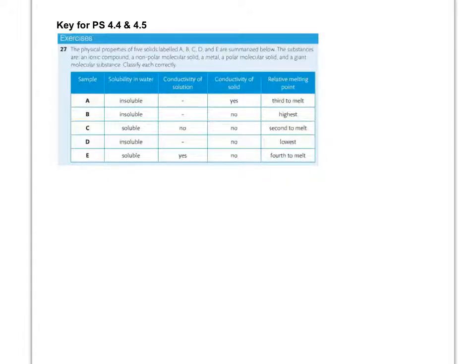Welcome. In this video, I'm going to go over solutions to the problem set from 4.4 and 4.5. Number 27 gives you 5 unknown substances and some descriptions, and it tells you your choices for each.